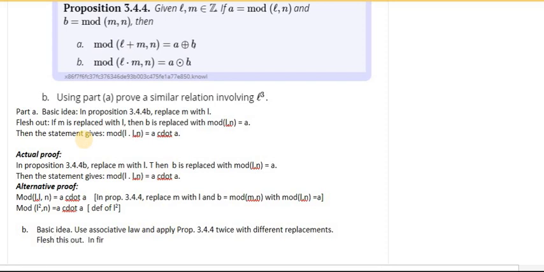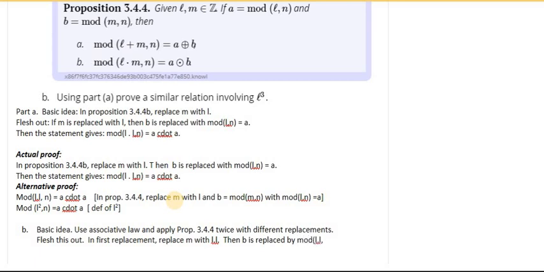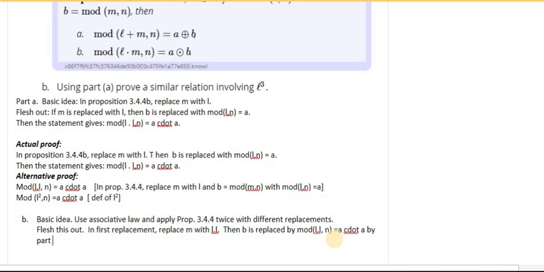So in the first replacement, what am I going to replace here? Well, here I have L times L times L, right? So here I only have L times M. So I'm going to have to make this M be L times L. So I'll replace M with L times L. Then what happens? Then B is replaced by mod L times L N. But we already know that by part A, that's the same thing as A C dot A by part A.